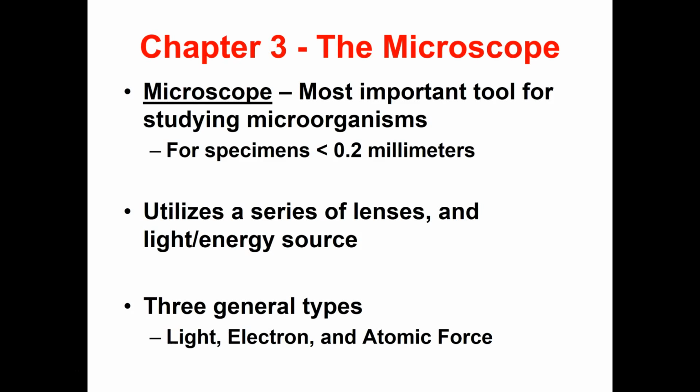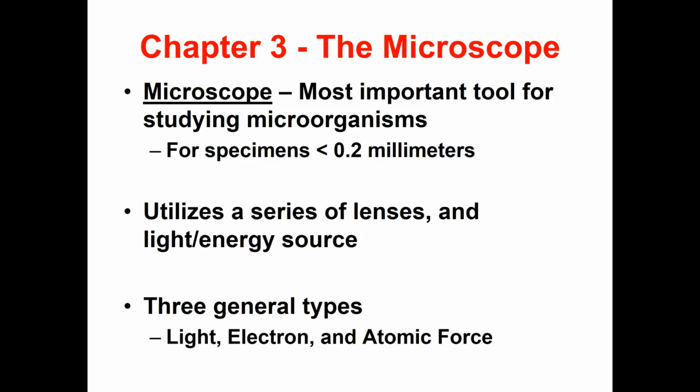Microscopes are very important in microbiology because they are our primary tool for observing the myriad of microorganisms that are out there. As I mentioned previously, the human eye is good to about 0.2 millimeters. Anything under 0.2 millimeters, you're going to need some sort of lens, and for the vast majority of microorganisms, being much smaller than 0.2 millimeters, you're going to need to use a microscope with a series of lenses.